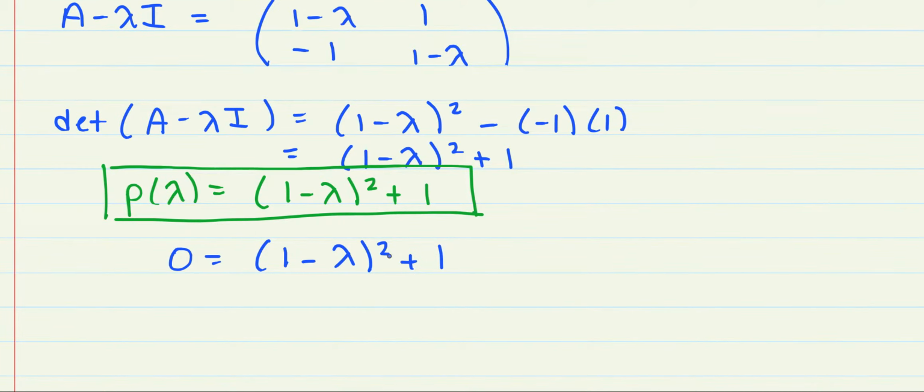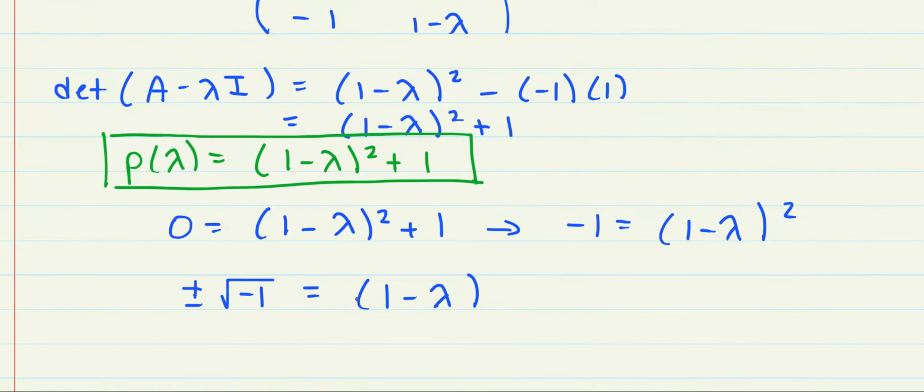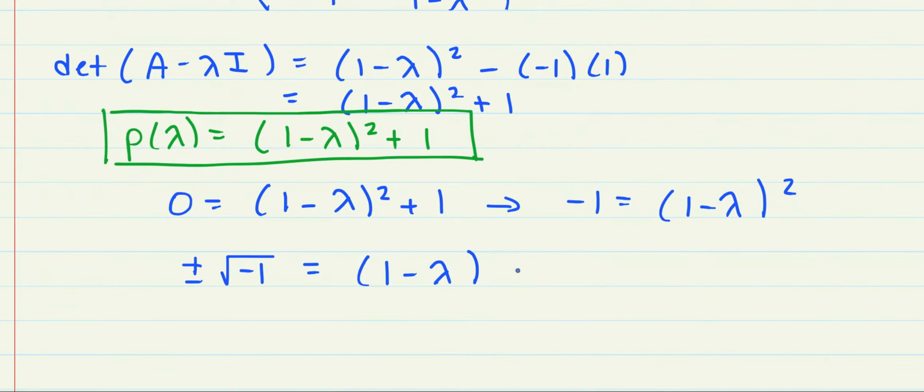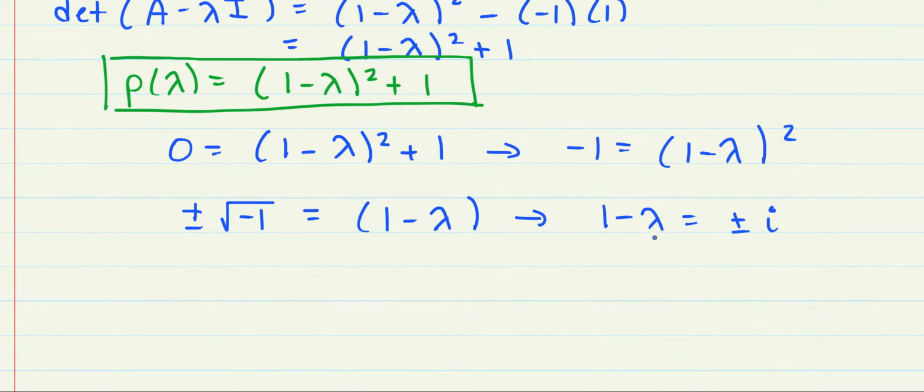I'm going to move the 1 to the other side. And then I'm going to take the square root of both sides. Remember, when you take the square root, you get a positive and a negative. And the square root of negative 1 is i. So I get that 1 minus lambda is equal to plus or minus i. And I'm going to solve for lambda. So I'm going to move this lambda over. And I get 1 is equal to lambda plus or minus i.